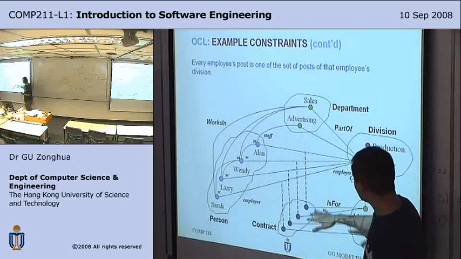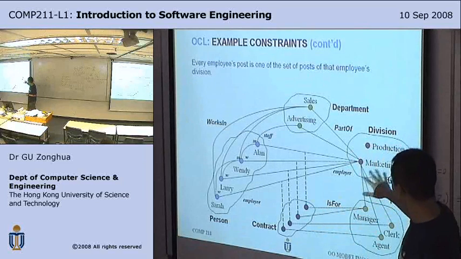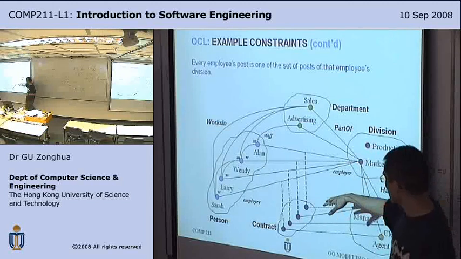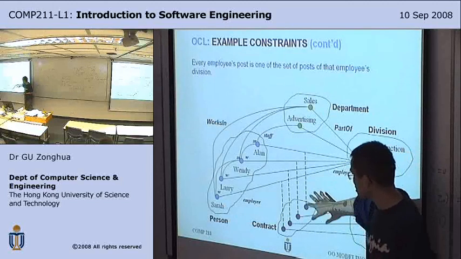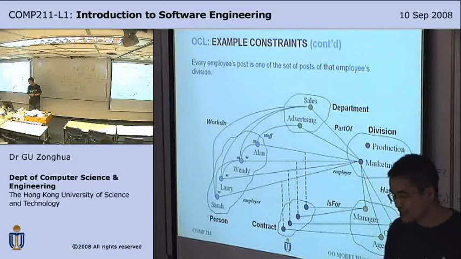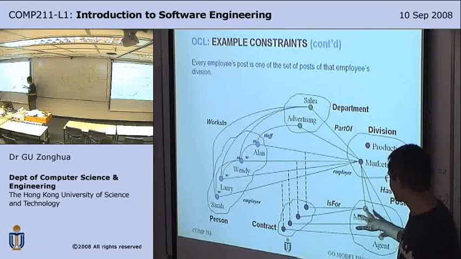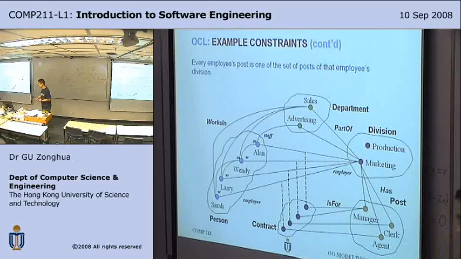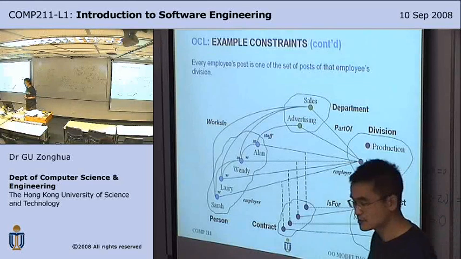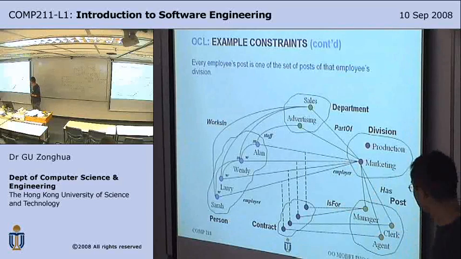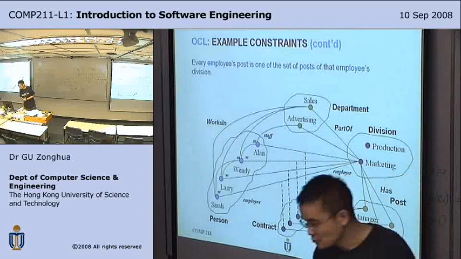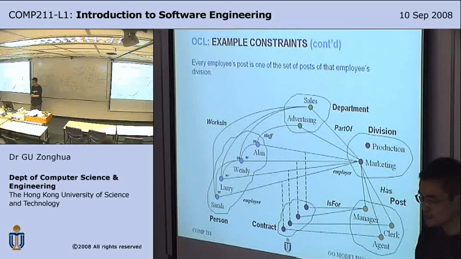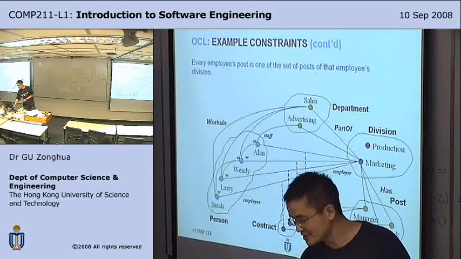And a person signs a contract with the division. This employee-employer association has this association class contract, and then the contract is for a particular post. So I sign a contract with HKUST for the post of a professor. So that's the relationship. So now we're trying to express the fact that every employee's post is one of a set of posts of that employee's division.